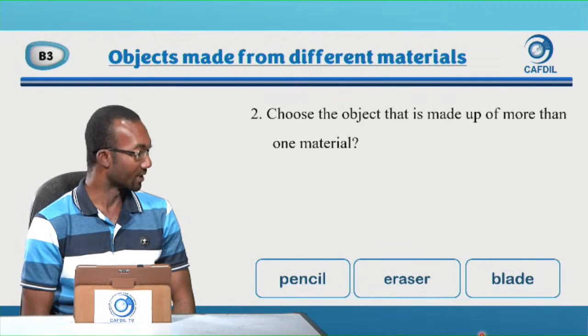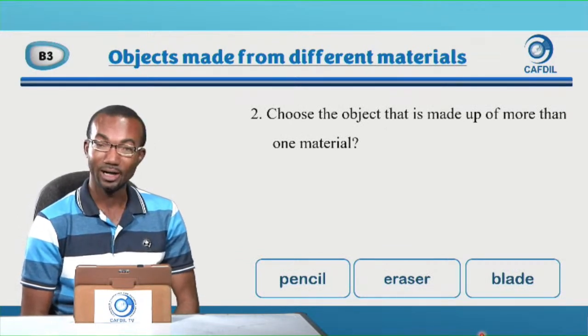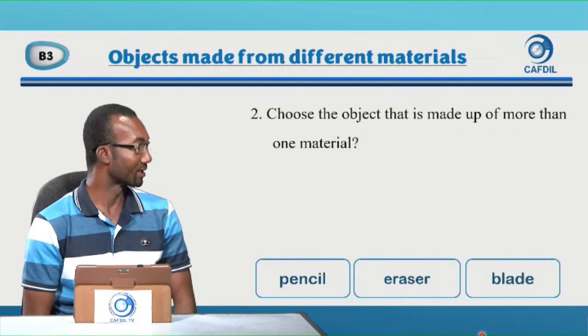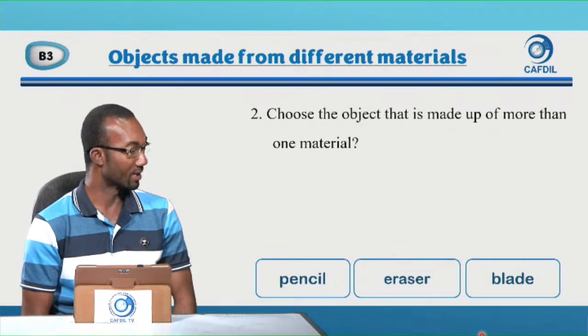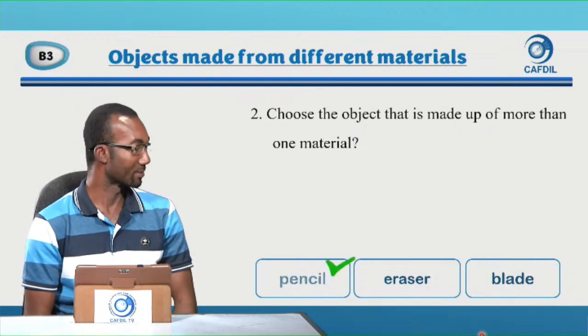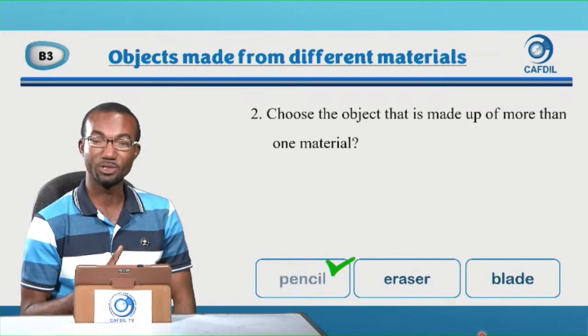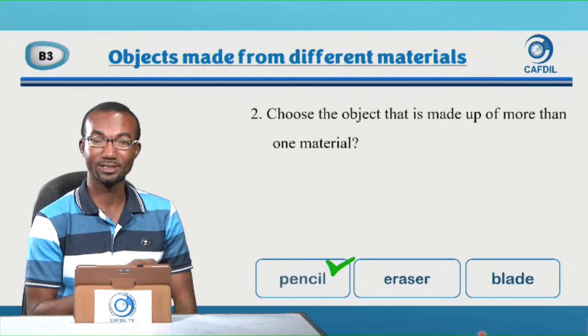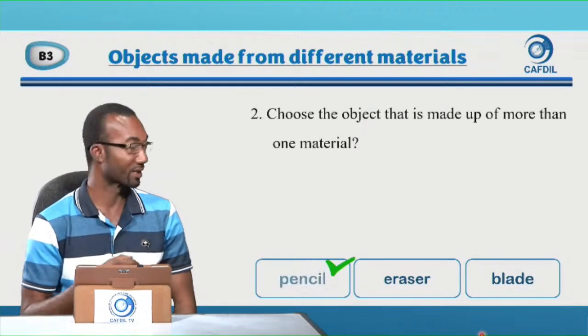Two, the same preamble. We are choosing an object here made of different materials. So we have pencil, eraser, and then blade. Good, the answer is pencil. Eraser is made of rubber, blade is made of metal. A pencil is made of wood, graphite, rubber, and metal.